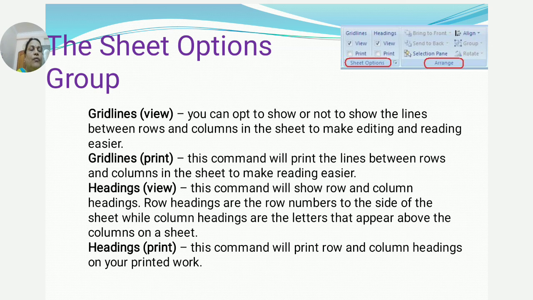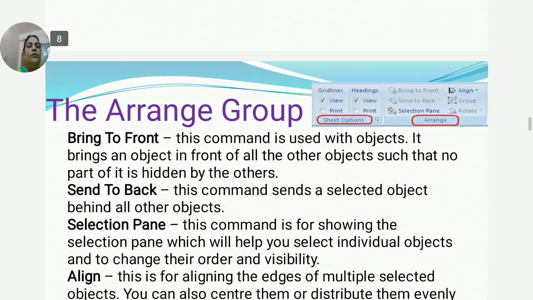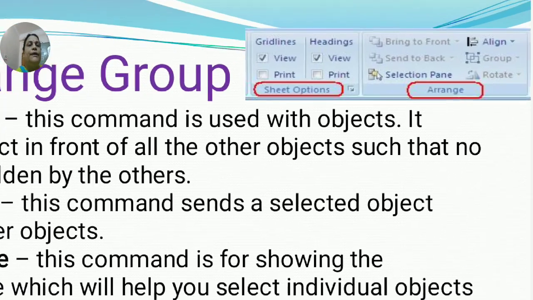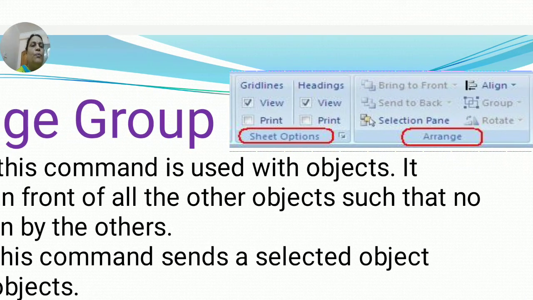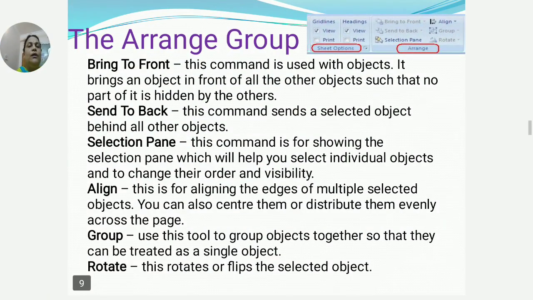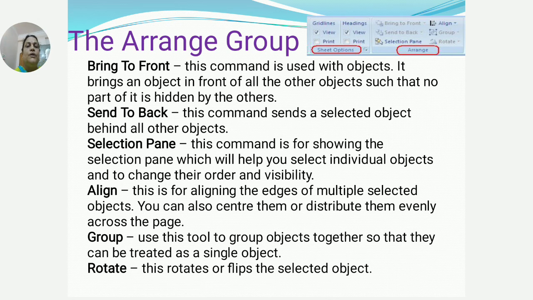That is nothing but whatever worksheet you are printing will be, you can see the headings of row and column. Now let us come to the next group of page layout tab, the arrange group. This arrange group has the commands bring to front, send to back, selection pane, align, group, rotate. Now let us see in detail what are the functions of each command of arrange group.